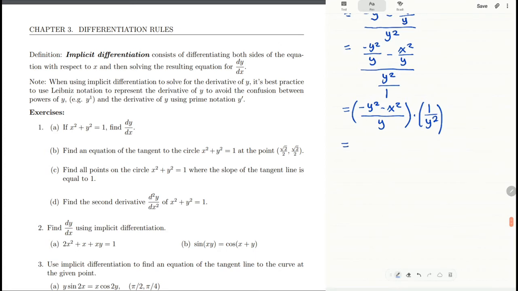And now in the numerator, we can factor out a negative from both terms. And we're left with x squared plus y squared all over y cubed. So we also know that x squared plus y squared is equal to 1. So then our derivative can be simplified to negative 1 over y cubed.